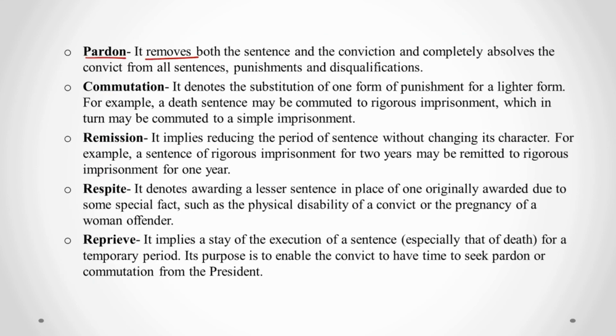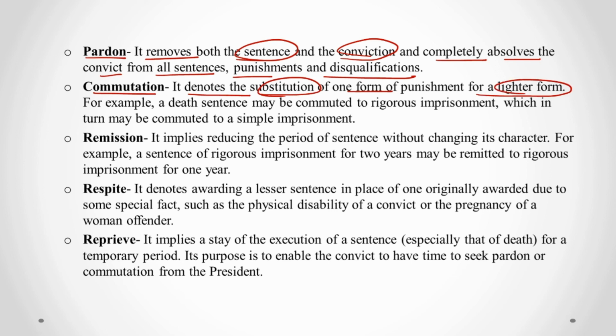Pardon removes both sentence and conviction and completely absolves the convict from all sentences, punishments and disqualifications. What is commutation? It denotes the substitution of one form of punishment with a lighter form. For example, a death sentence can be commuted into rigorous imprisonment. What is remission? It implies reducing the period of sentence without changing its character.